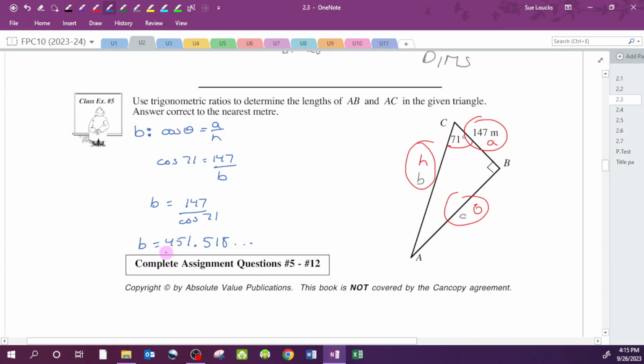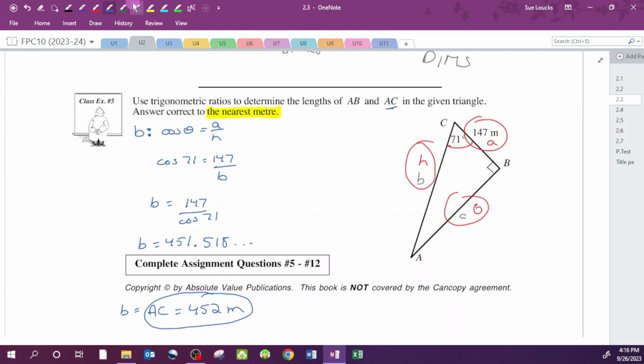Now, the question doesn't actually ask me to find the length of B. Again, I added the B. The question asks me to find the length of AC. So B actually equals AC, because that's what I was asked to find. Then I'm going to round it to the nearest meter. So this is going to be 452 meters, and that's how long AC is. I'm going to circle that. I have to make sure I include the AC this time, because I can't just give two numbers and expect whoever's marking my paper to know which one is for which. That's not going to fly.